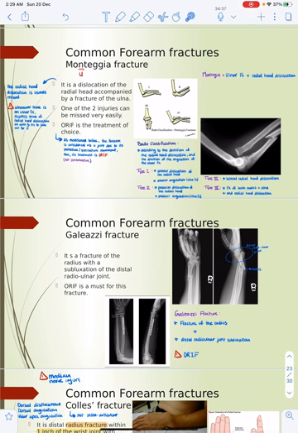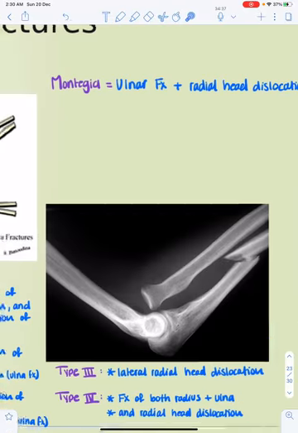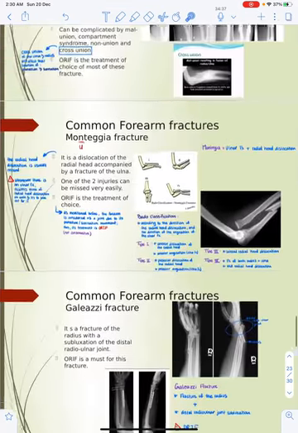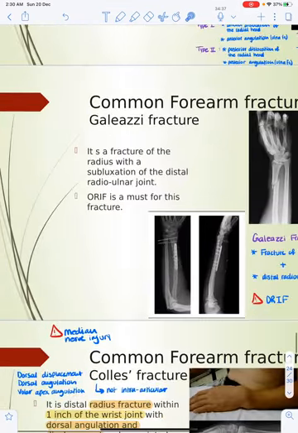Each one of them will have an associated injury. So this is an ulnar fracture with an associated injury, and this is a radial fracture with an associated injury as well. So here the Monteggia, as we said N, is the opposite of U, so that's an ulnar fracture. What's its associated injury? Radial head dislocation. So if there's a fracture in the ulna, surely the other injury will be outside the ulna, so ulnar fracture with radial head dislocation. The Galeazzi fracture, as we said, is a fracture of the radius with subluxation of the distal radio-ulnar joint.